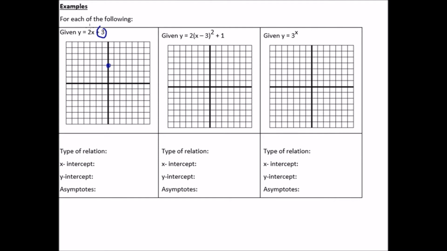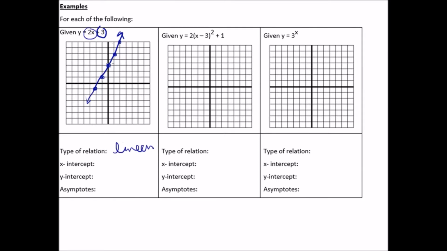And this 2 right here is the slope. So we're going to go rise, which is 2 up, run, which is 1 over. Rise, 2 up, run, 1 over. Okay? We can also go 2 down, 1 to the left. Okay? So we know that this is a line. So type of relation, this is linear.